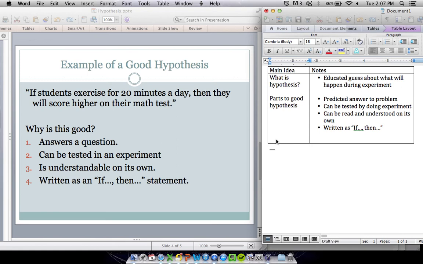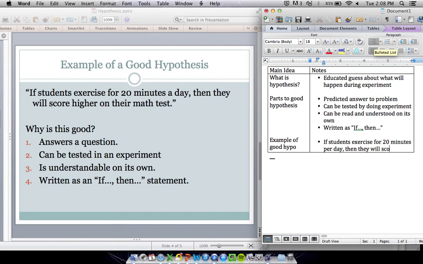So here's an example of a good hypothesis. We'll take a look at why. If, and I want you to write this whole thing in notes, if students exercise for 20 minutes per day, then they will score higher on their math test. You don't need to write all the reasons now, but let's go through it.